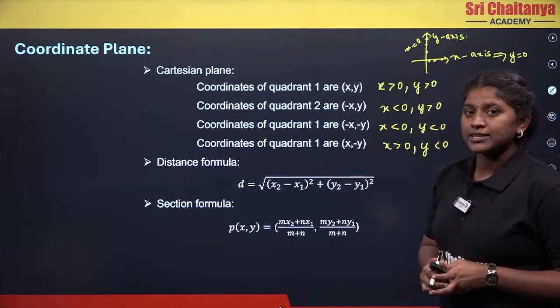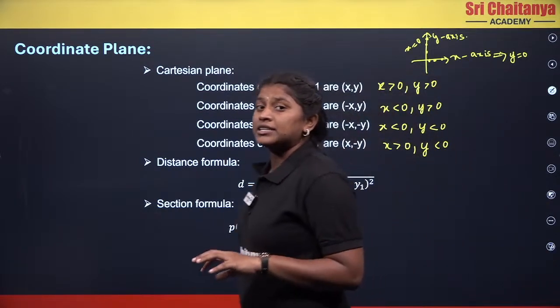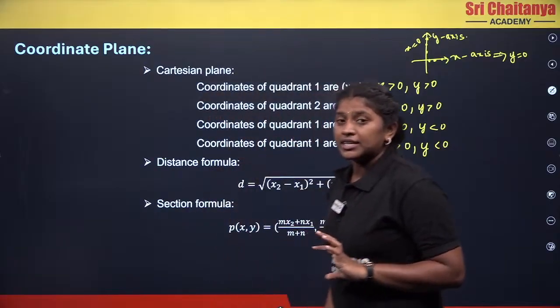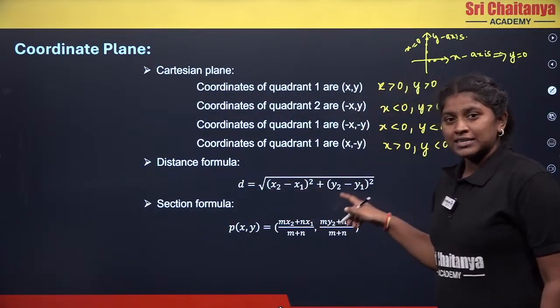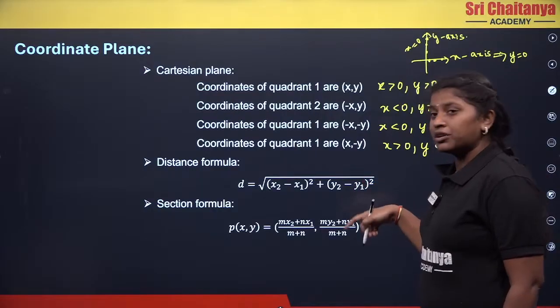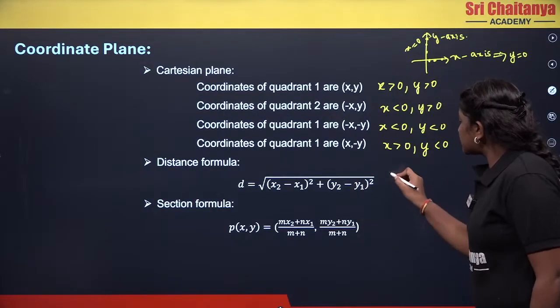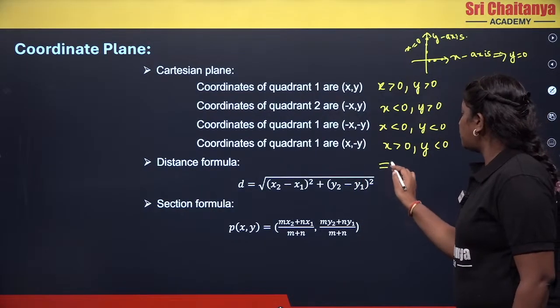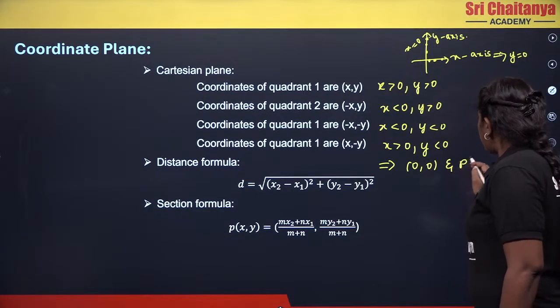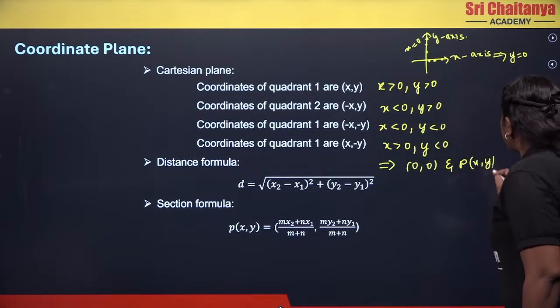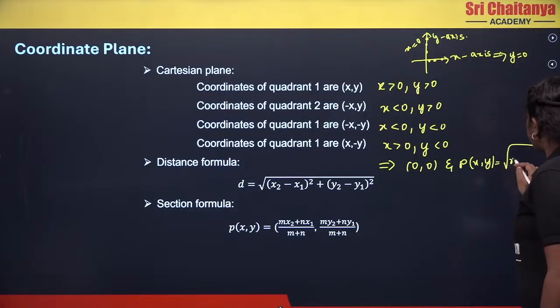Now moving to the next important formula that we learned, the distance formula. The distance between two points is given by the square root of (x2 minus x1) whole square plus (y2 minus y1) whole square. As an extension, the distance between the origin and a point P of x comma y is the root of x square plus y square.